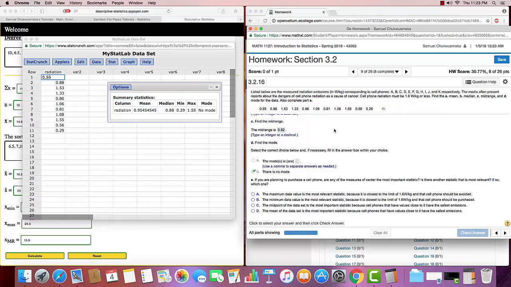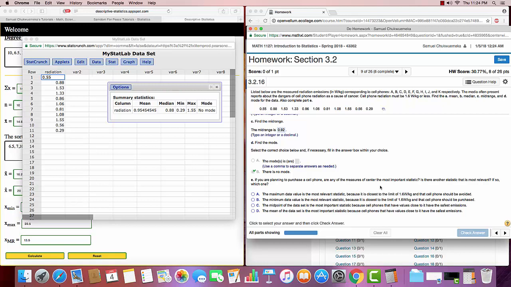Okay, A is correct. B, the minimum data value is the most relevant statistic because it is closest to the limit of 1.6 W per kg. The minimum data value is not the closest to that. The minimum data value is 0.29. It's not the closest to 1.6, and that cell phone should be purchased. So the minimum data value is very relevant. It should be purchased, in my view, but it is not closest to 1.6. So B is out.